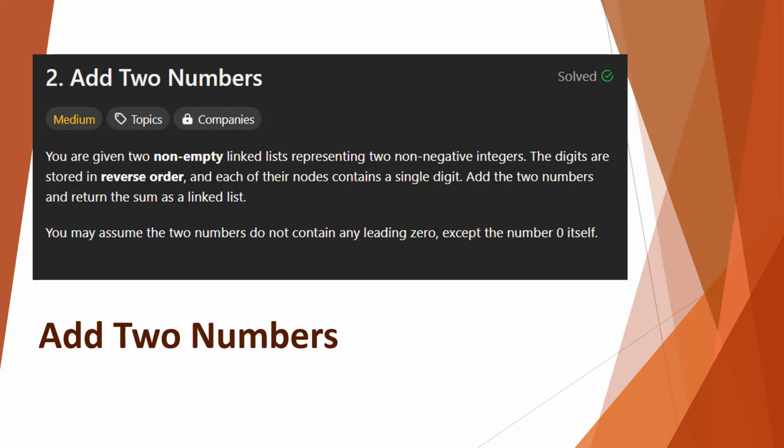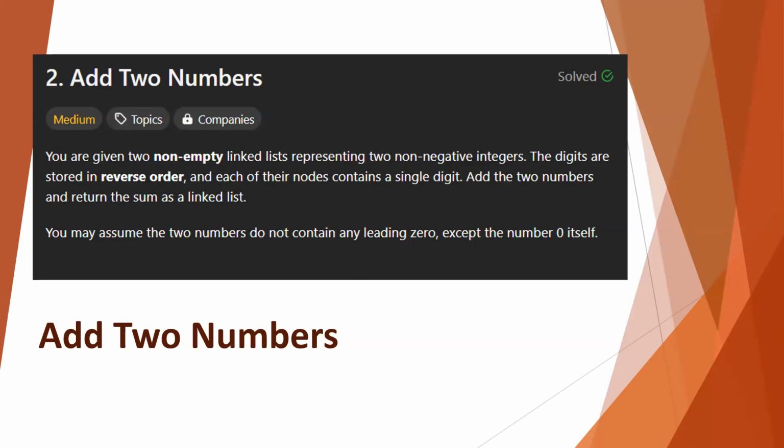So let's get started. Guys, today our question is Add Two Numbers, in which we are given two non-empty linked lists, that too in reverse order, and we have to add these two linked lists and return the answer also in the reverse order only.